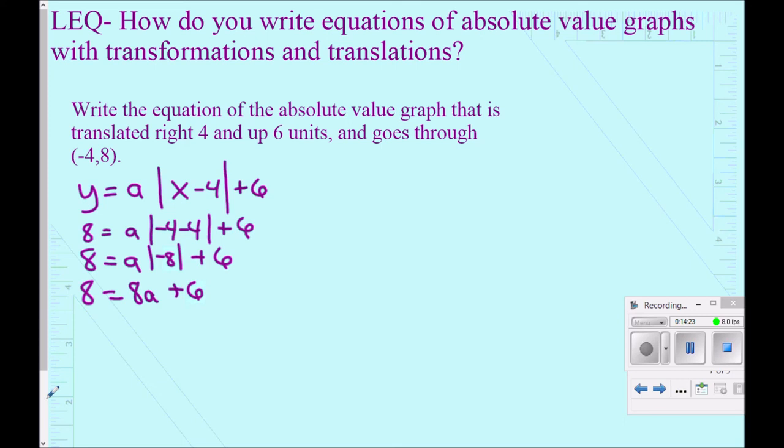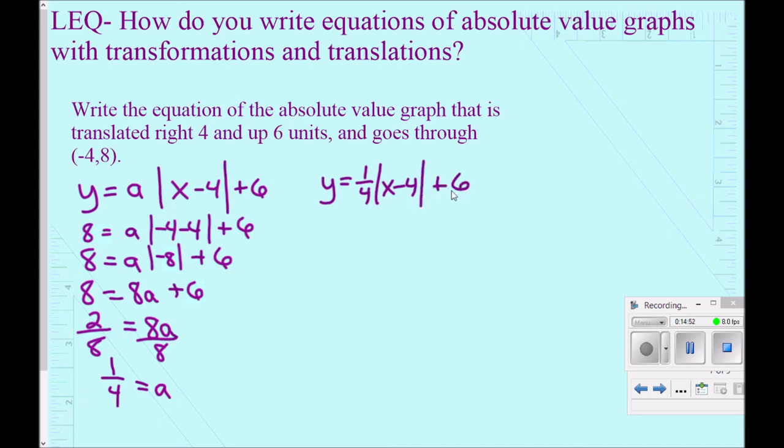And now I'm going to solve for a. So subtracting 6 from both sides, 8a is equal to 2. Dividing both sides by 8, a equals 2/8, which will simplify to 1/4. So our equation, again, we'll come back up here to where we started and just substitute in 1/4 for a. Y equals 1/4 times the absolute value of x minus 4, plus 6. And that is the equation for our absolute value graph.